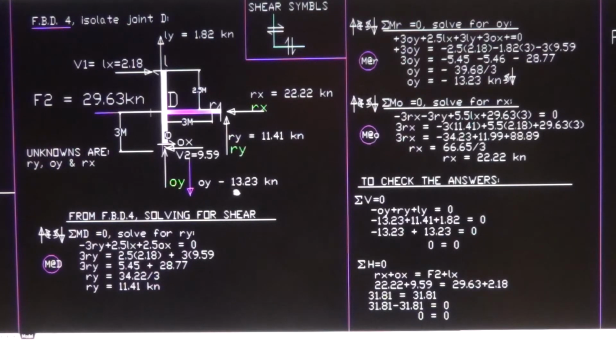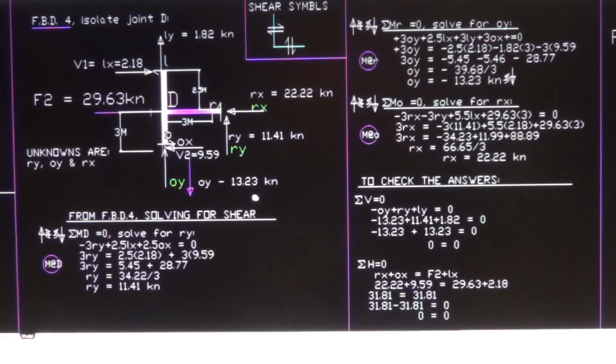OY is minus 13.23, going down. So that's the beauty of the sign convention. When you stick to it, you will find out the direction of your forces when you solve it all the way through. There's no magic here. We can find out the direction of the forces. It doesn't matter which direction you put there. When you use summation of moment, you will find out the direction of all the forces.